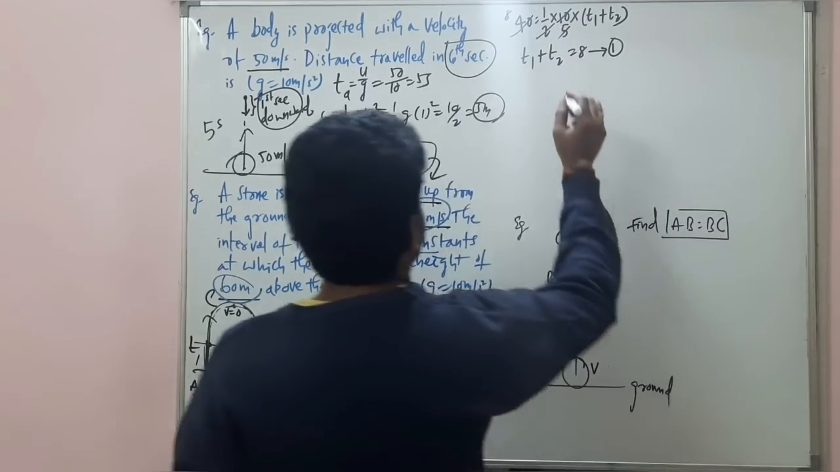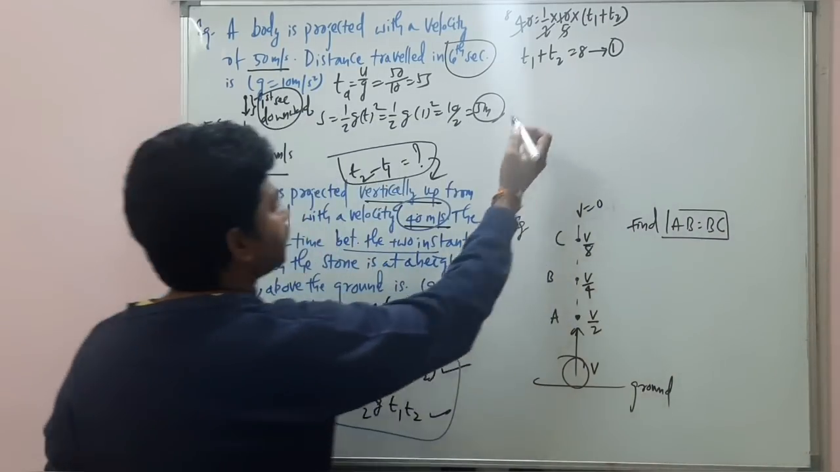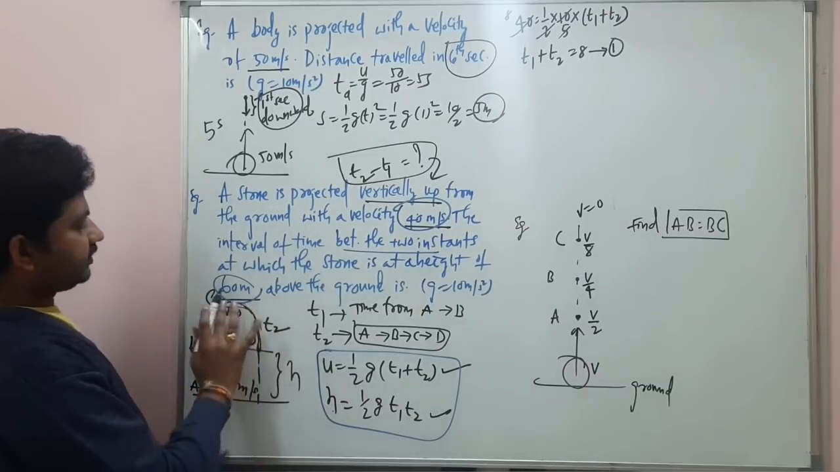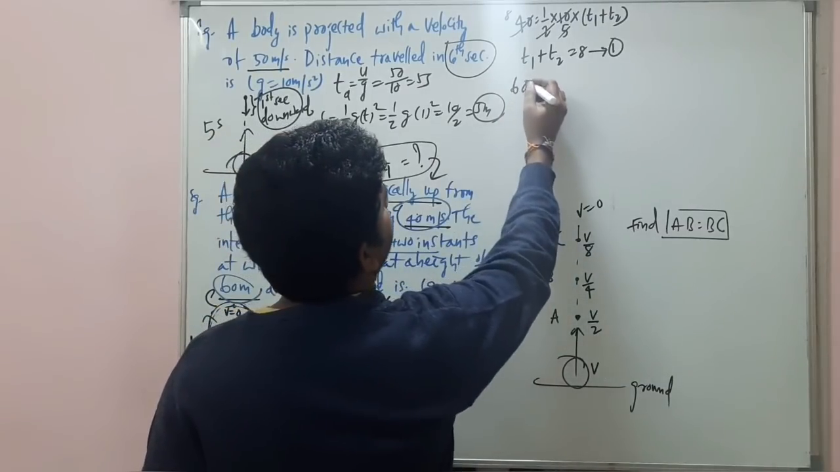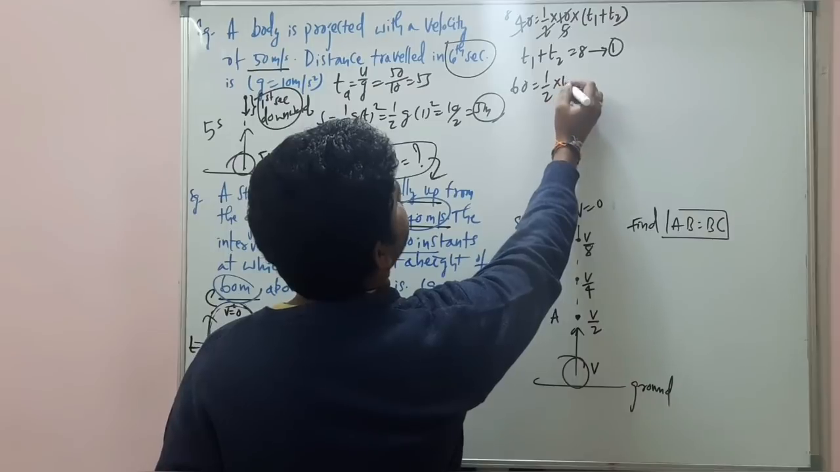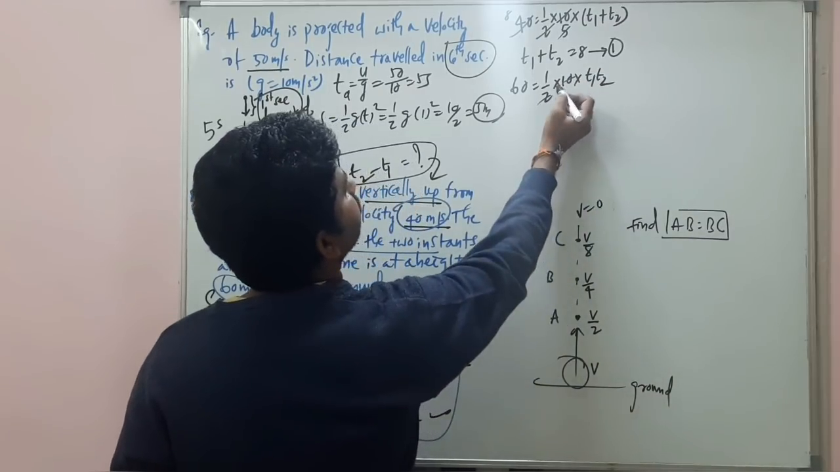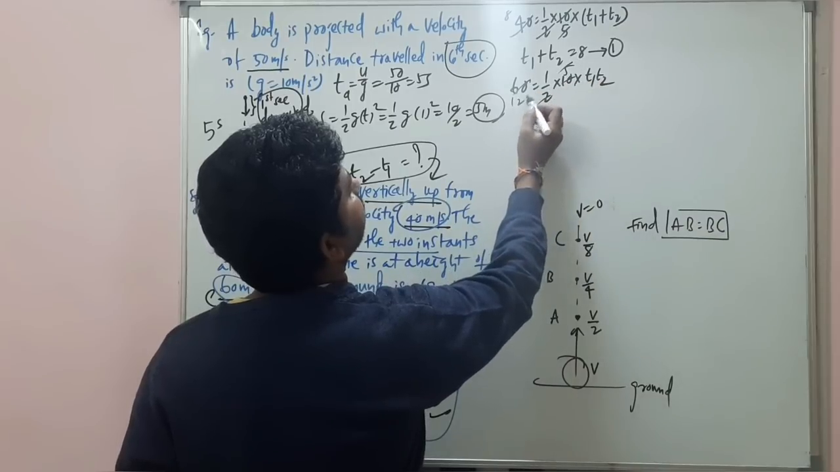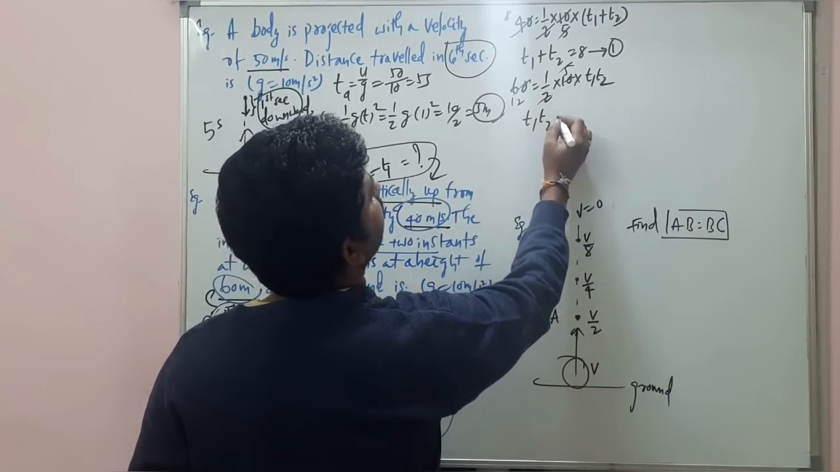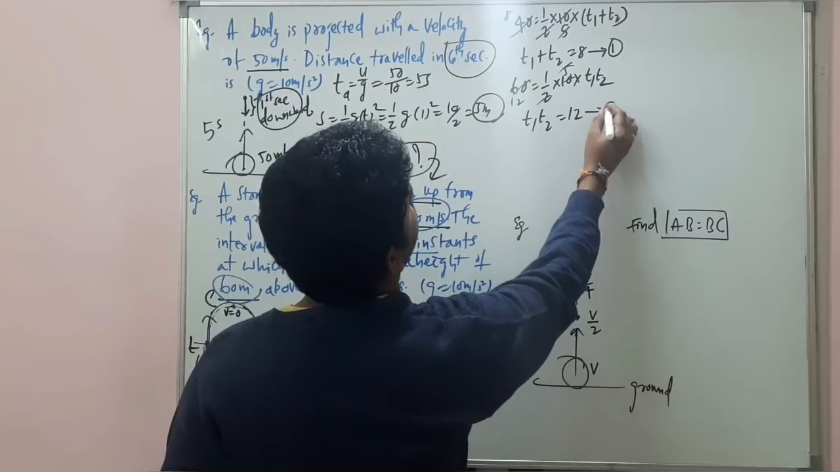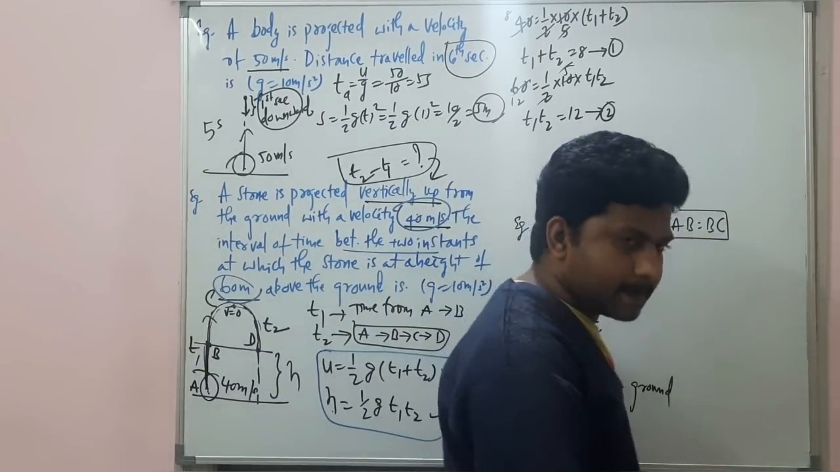Now next, h value is how much given? It's 60. h is equal to half into g into t1 t2. So this is 2 fives and here 5 twelves. So t1 into t2 is 12. So equation 2. Can you solve these two equations?